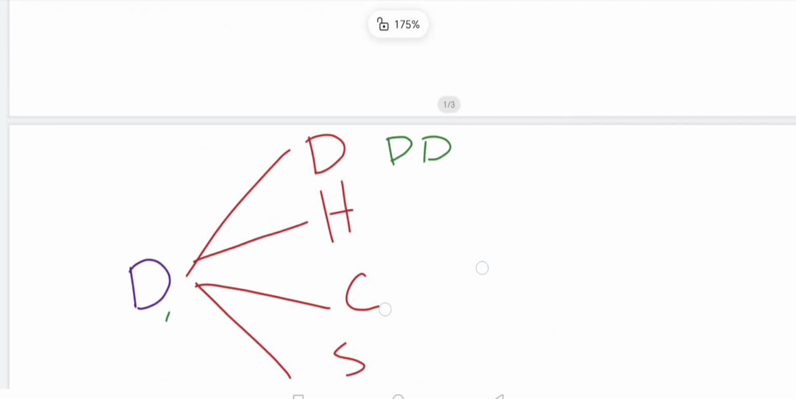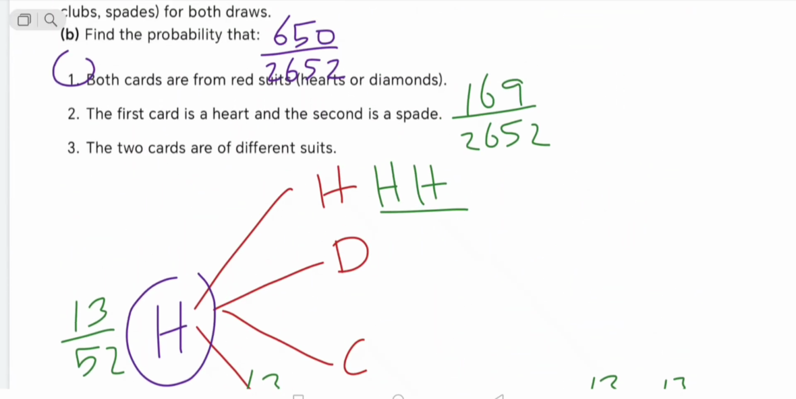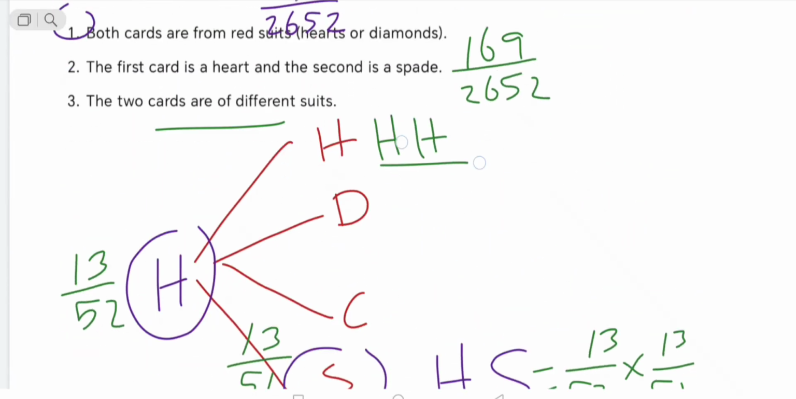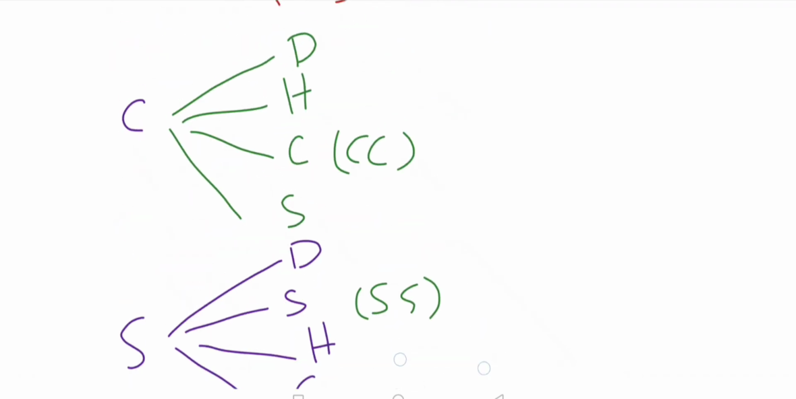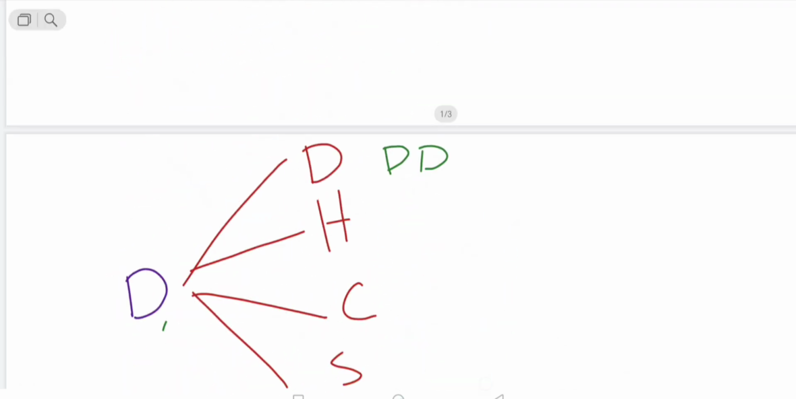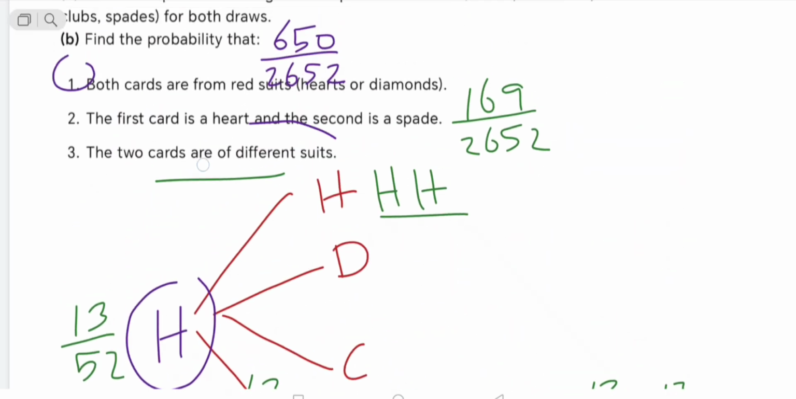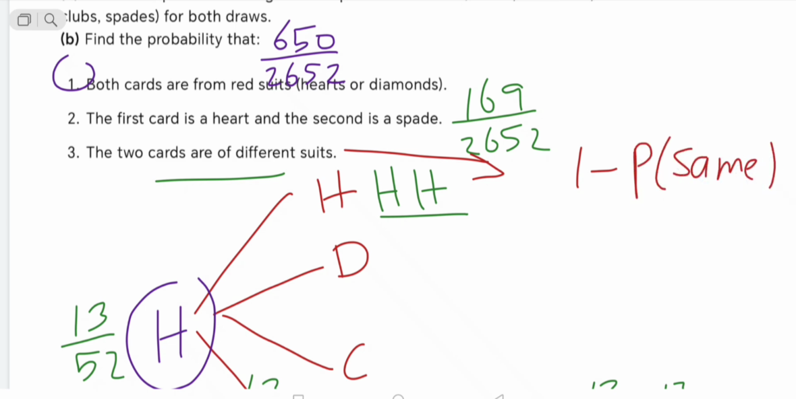Then we will subtract, because the question is about different suits. The probability of different suits is equal to 1 minus the probability of same suits. Because different suits need more calculation, it is better to find the probability of same suits, then subtract from 1, and you will get the probability of different suits.